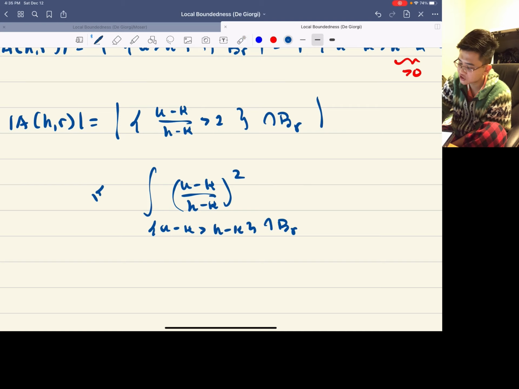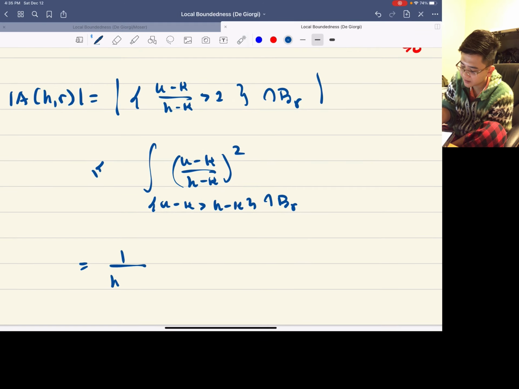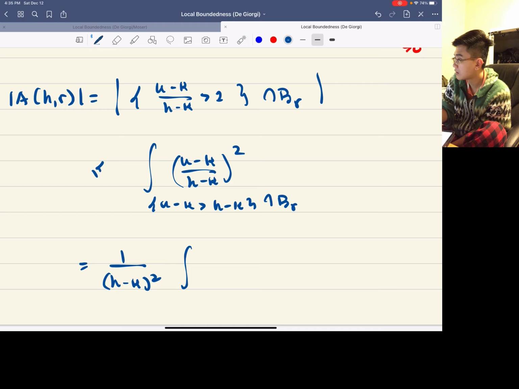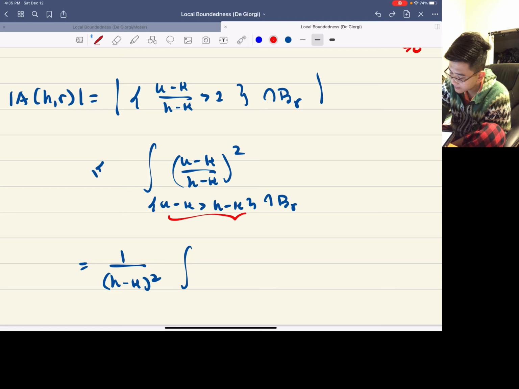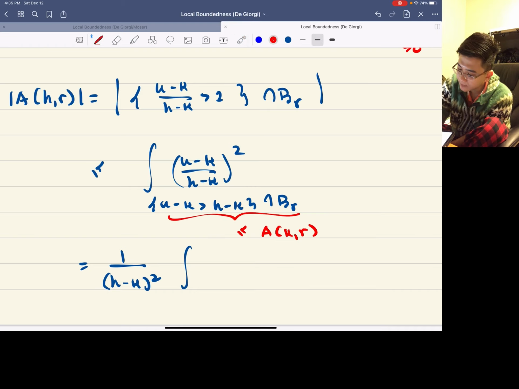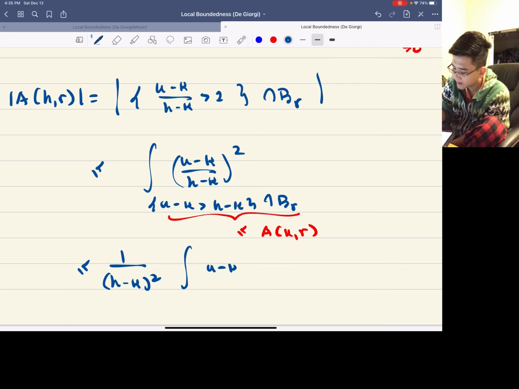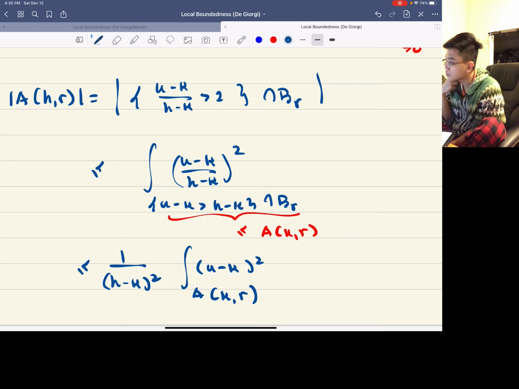So this is just 1 over (h minus k) squared times the integral over A(k,r). Note that this is less than or equal to A(k,r) because this is positive. Okay? So that instead of equality, we have less than or equal to, and this is now the integral of (u minus k) squared on A(k,r). And I invite you to actually verify the calculation. So that's going to be good practice.